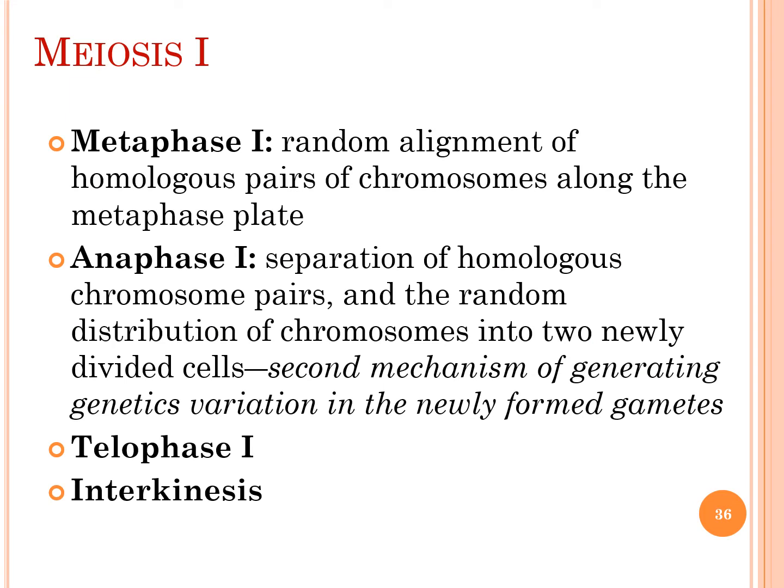In metaphase 1, we also need to pay attention to something unique. Metaphase 1 is where we're going to get the random alignment of homologous pairs along the metaphase plate. If you remember, I asked you to draw particular close attention to the way that the chromosomes align themselves in mitosis on the metaphase plate. We're going to contrast that to what we see here in a moment.